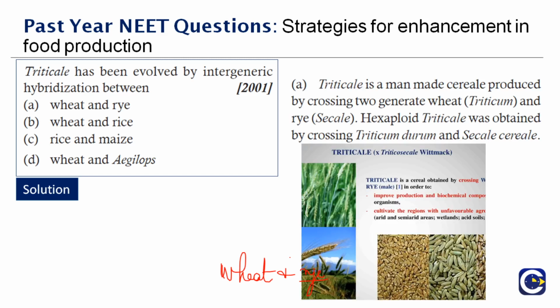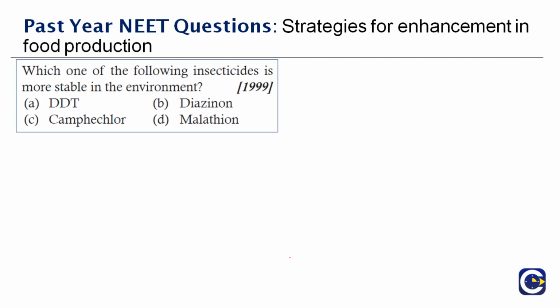Triticale is a cereal obtained by crossing wheat and rye in order to improve the production and biochemical composition of the organism. It is cultivated in regions with unfavorable conditions. So mostly they go for this cultivation in unfavorable situations where they don't get the proper facilities for crop cultivation. The right answer is option A. Next question here.